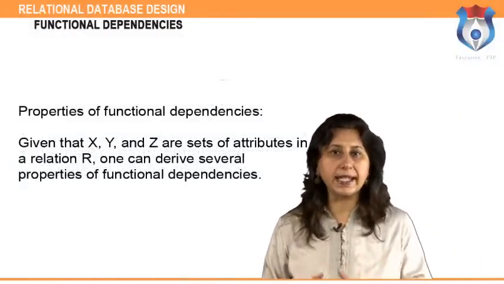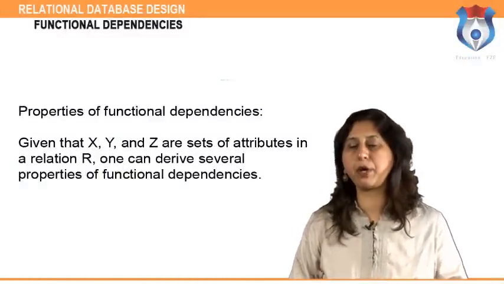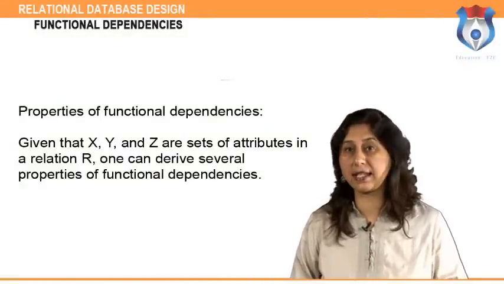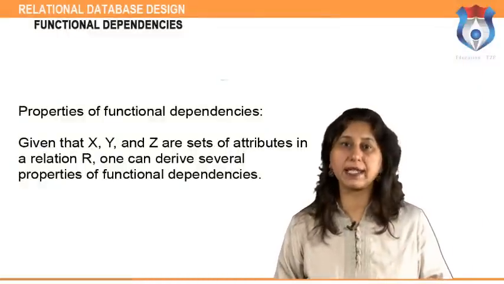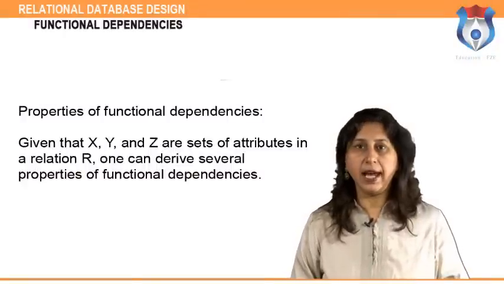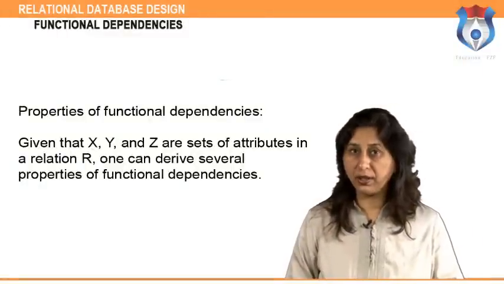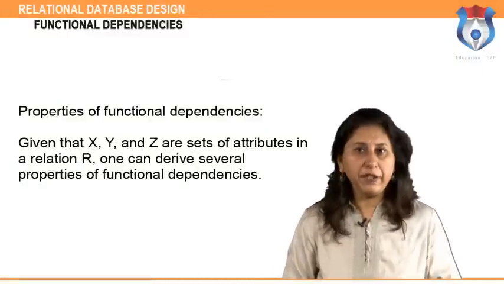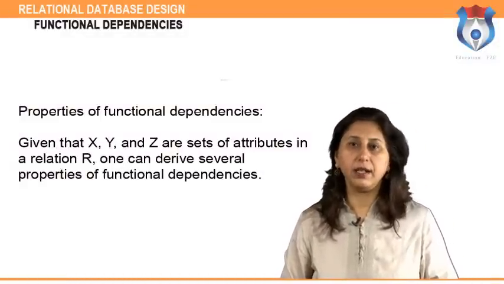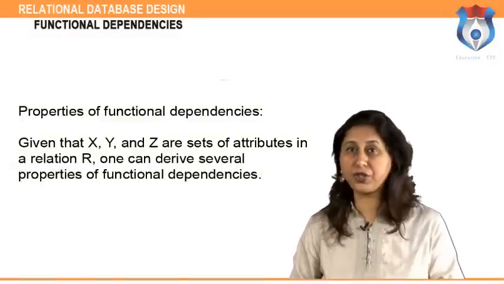Given that X, Y and Z are sets of attributes in a relation R, one can derive several properties of functional dependencies. Among the most important are Armstrong's axioms, which are used in database normalization. Subset property, axiom of reflexivity: if Y is a subset of X, then X to Y. Augmentation, axiom of augmentation: if X to Y, then XZ to YZ. Transitivity, axiom of transitivity: if X to Y and Y to Z, then X to Z.